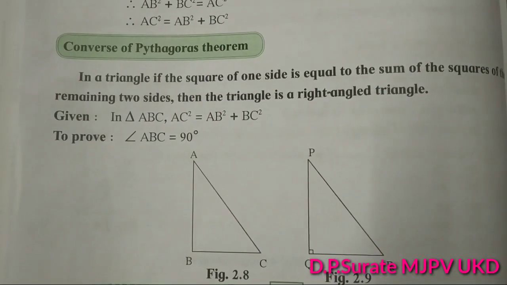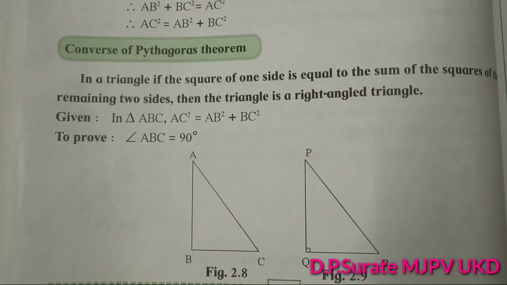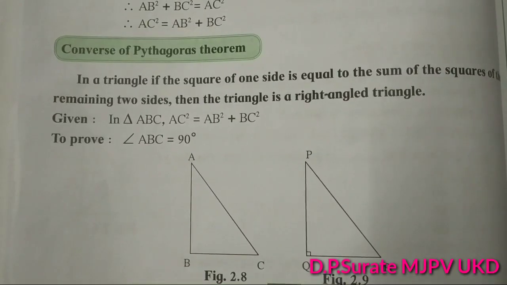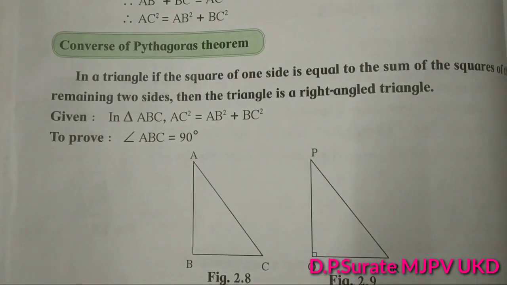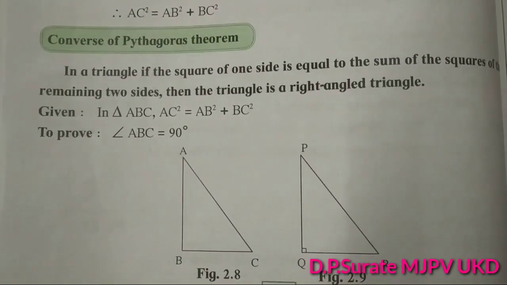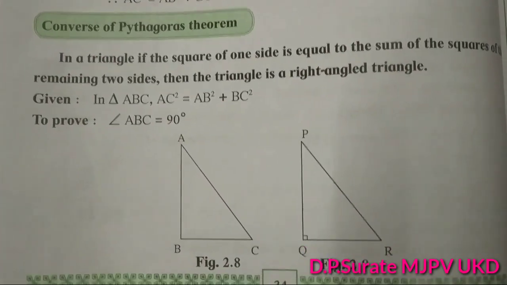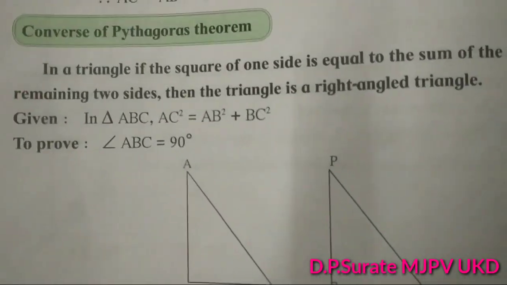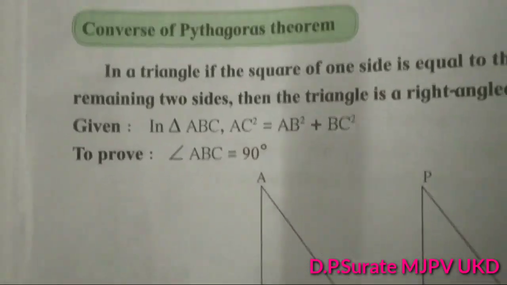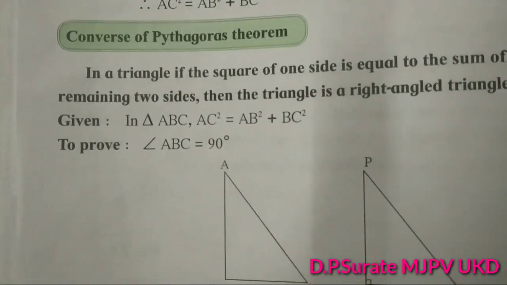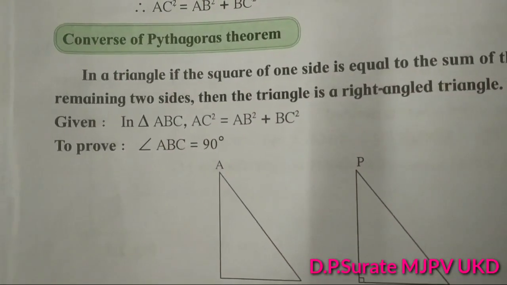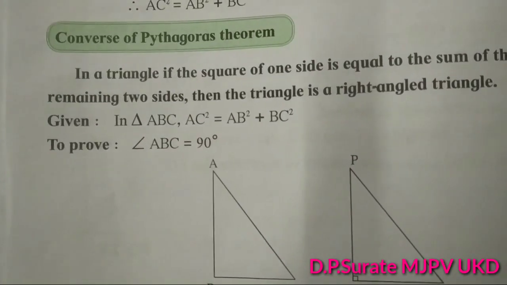Converse of the Pythagoras theorem. In a triangle, if the square of one side is equal to the sum of the squares of the remaining two sides, then the triangle is a right angle triangle.